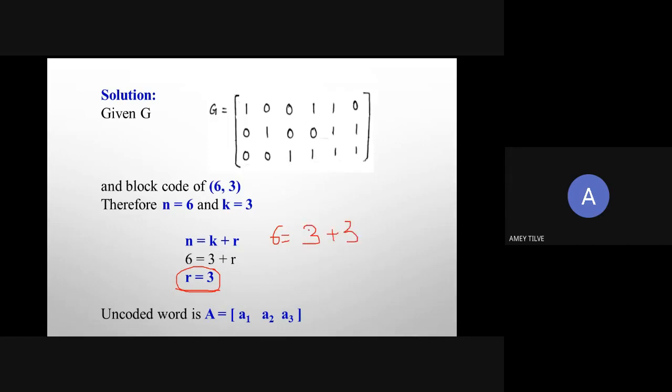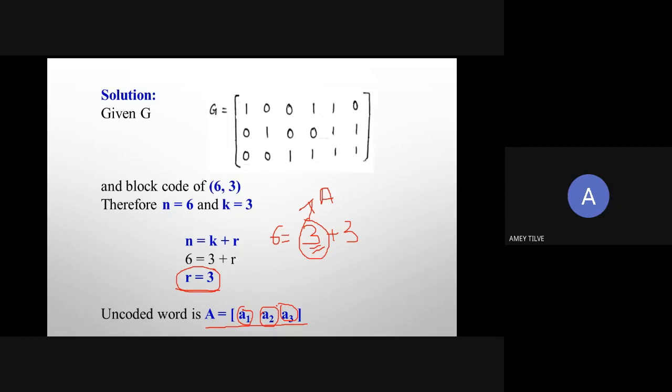This is your A, that is nothing but your uncoded data. What is the length of your uncoded data? We know that the length of the uncoded data is 3. So that's why I name my uncoded data A as 3 bits: A1, A2, A3. Did you all find out how I have calculated my remainder? I know my remainder is 3 from this formula. Now I need to find out what is my uncoded data. My uncoded data is 3 bits long, so I name it A1, A2, A3.